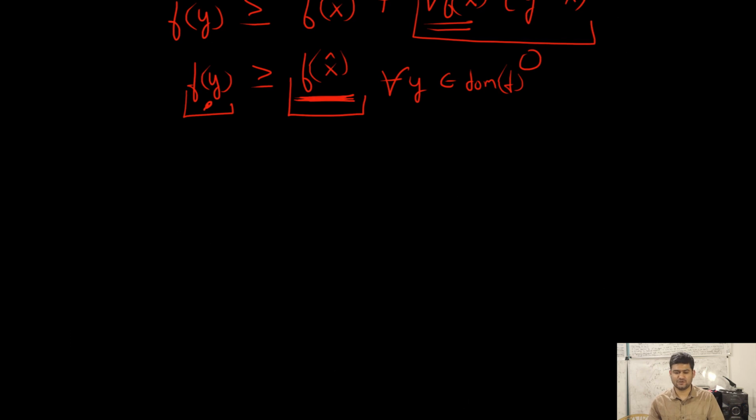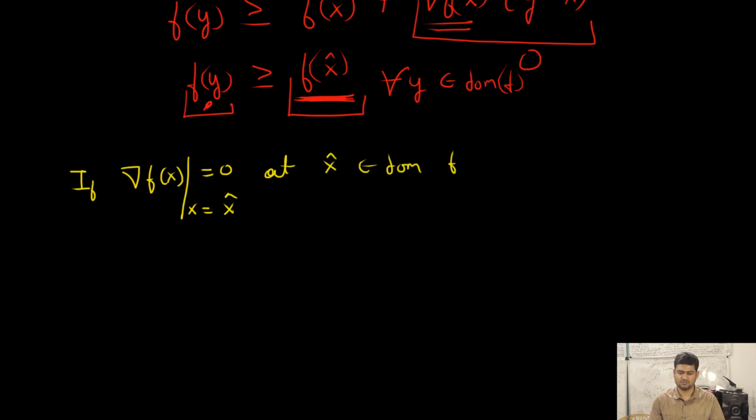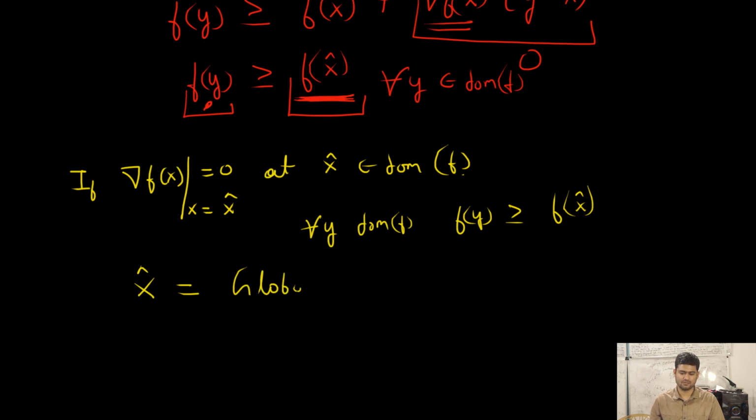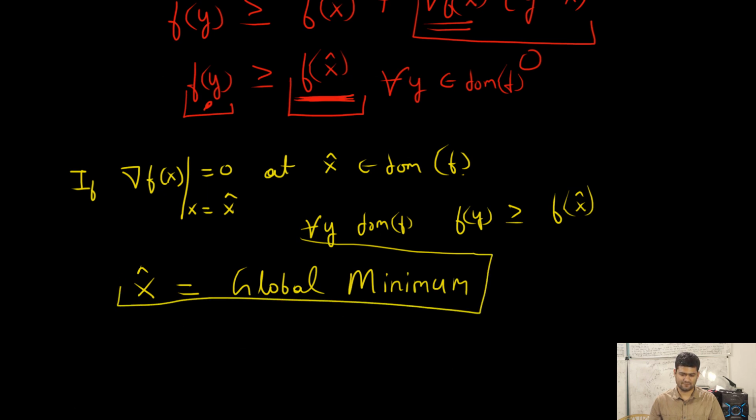That is, for convex functions, as a result of the first order condition of convexity, if the gradient of f of x is equal to 0 at some point x equal to x hat belonging to the domain of the function, then for all y in the domain of the function, f of y is greater than or equal to f of x hat, and thus x hat is a global minimum of the function f.